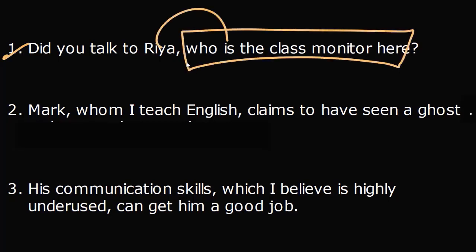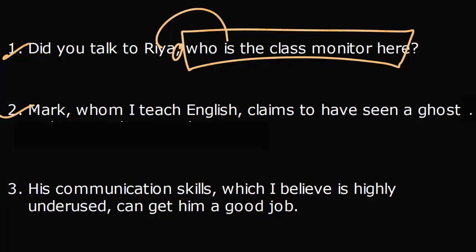Ria is a proper name. It's a proper name of a person, right? So it does not need any modification in order to be identified. It is already identified. So whatever information you give about Ria is going to be non-essential, and that is why we have this comma. Did you talk to Ria? Who is the class monitor here?